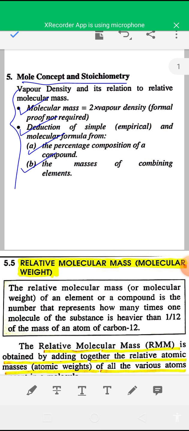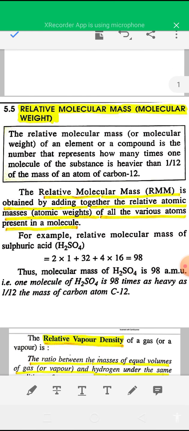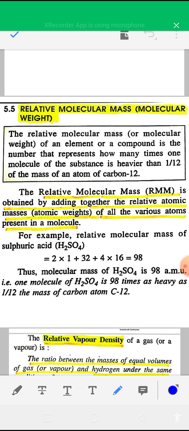So the first topic is the relation between molecular mass and vapor density. You know what molecular mass or relative molecular mass is. You have already studied in class 9 how to calculate molecular mass or relative molecular mass. In simple words, molecular mass or molecular weight is the mass of a single molecule.